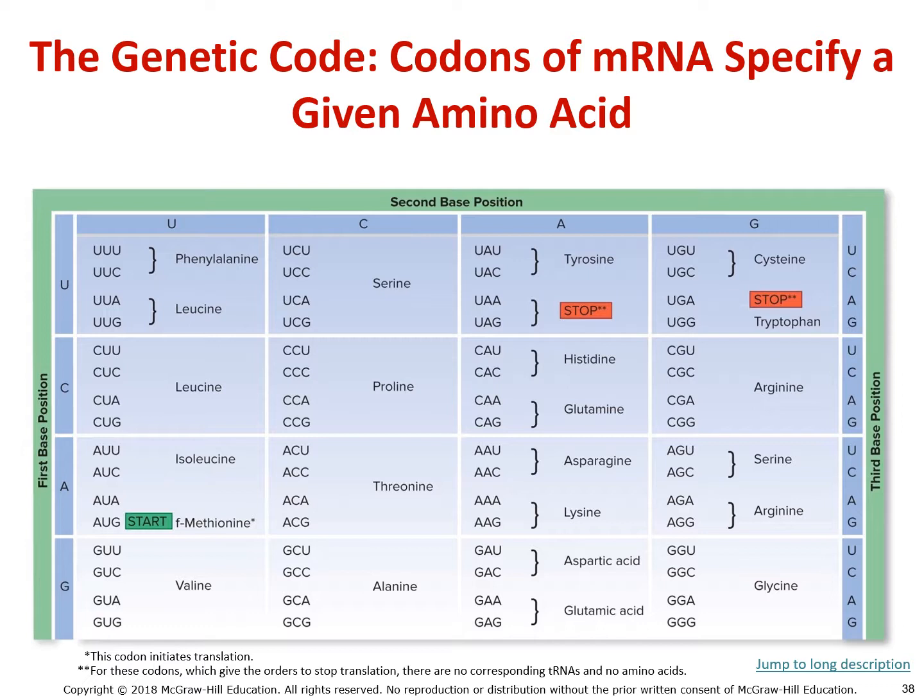So let's point out how this works. Notice on the left side we have the first base position. On the upper side we have the second base position. And on the right side we have the third base position. So say our 3-letter code is actually UUG. So I look up the first letter, U, look up the second letter, U, so somewhere in this box I need to find the G. So UUG is actually the codon for leucine.